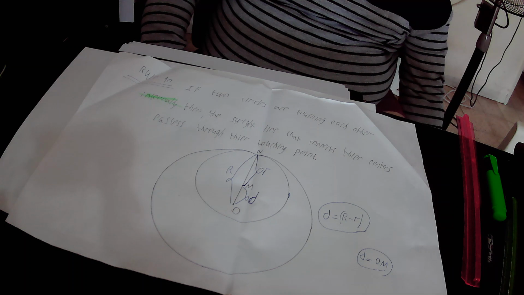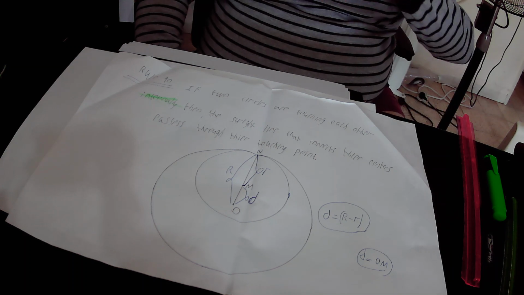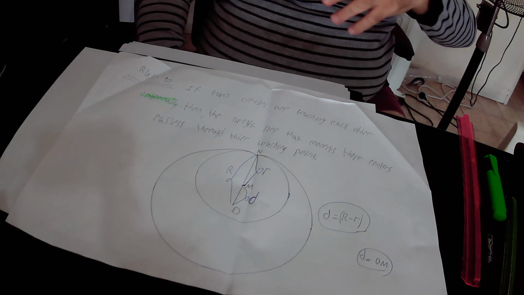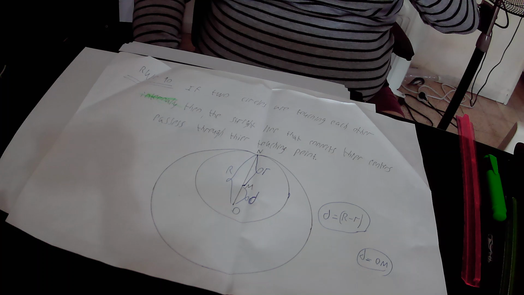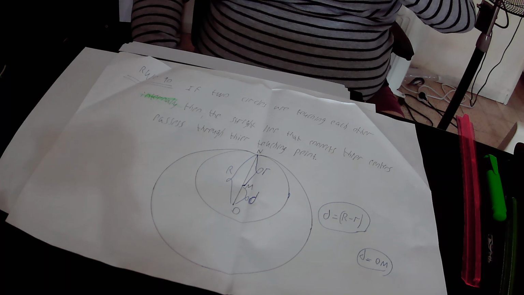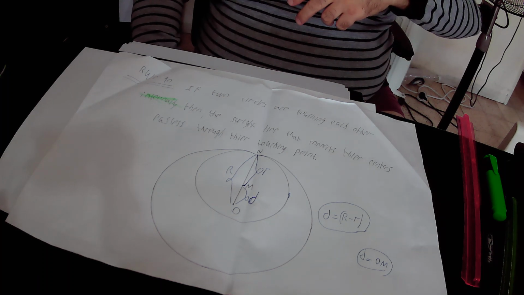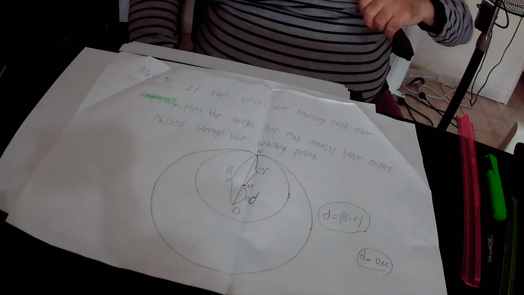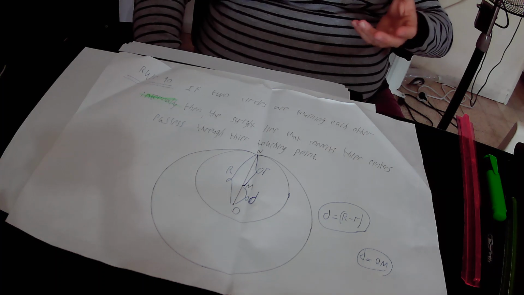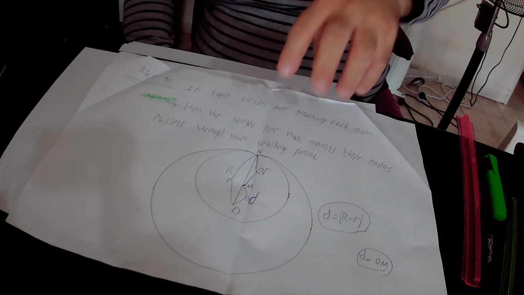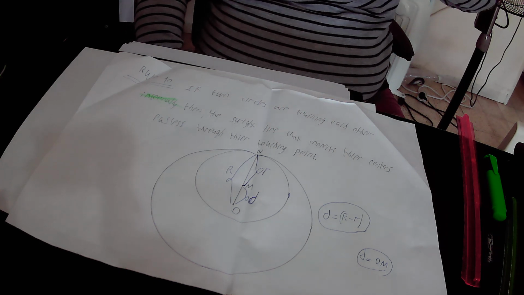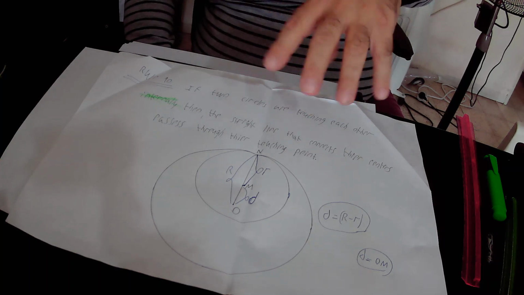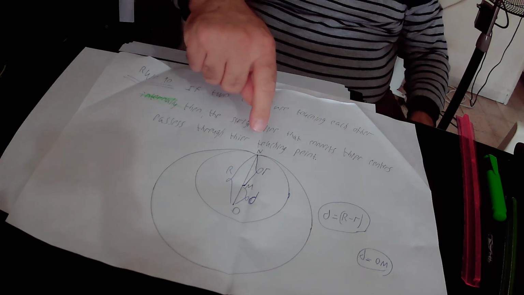The reason that this type of tangency, or this type of touching point, is defined as internal is because the small circle is located inside the big circle. Therefore, we say that those two circles are touching each other internally at point N.